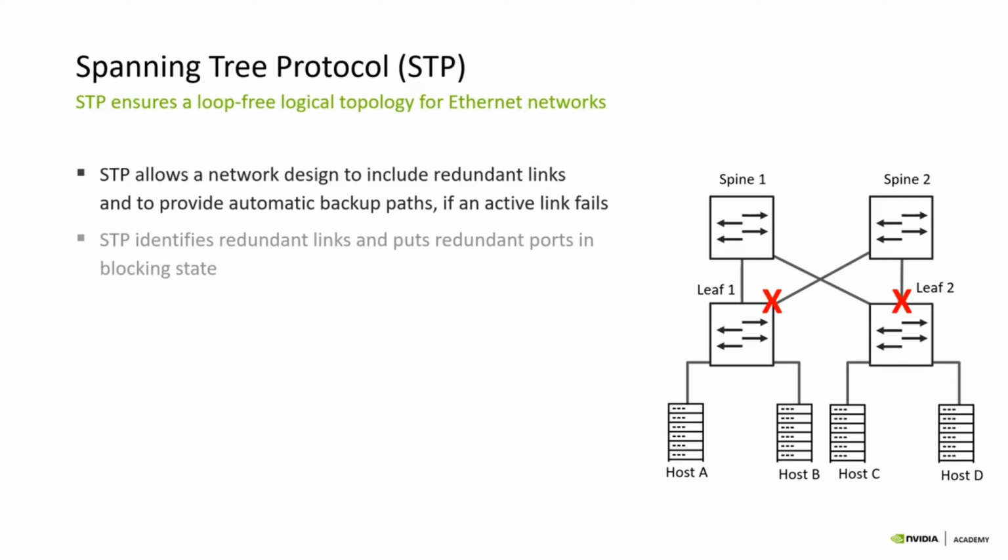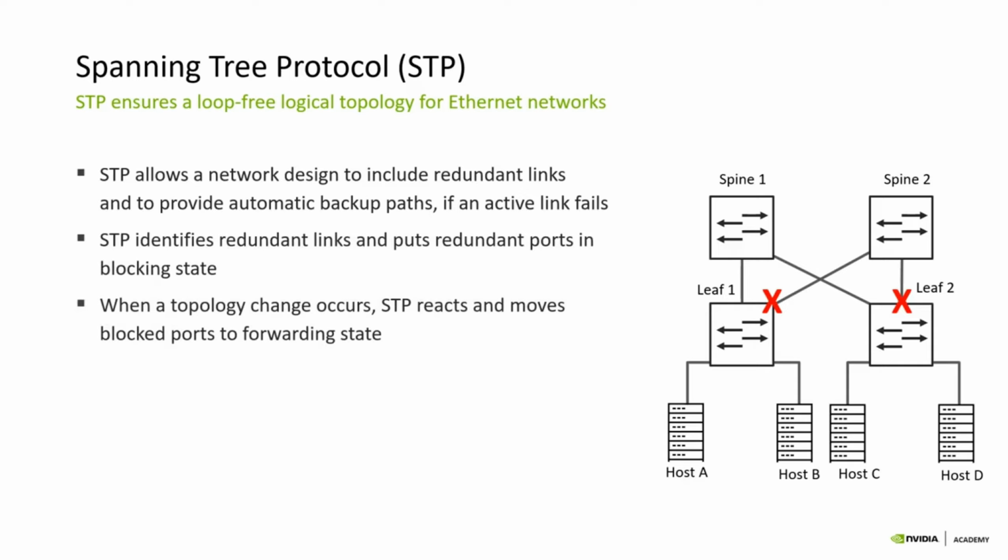STP achieves that by identifying redundant links and putting the redundant ports in blocking state. Then, when a topology change occurs, STP reacts and moves blocked ports to forwarding state. It is important to mention that the convergence time of STP is between 30 to 50 seconds, during which data traffic is not served. Maybe this convergence time was acceptable in the 1980s when STP was initially developed, but no modern data center can tolerate such a long convergence time.